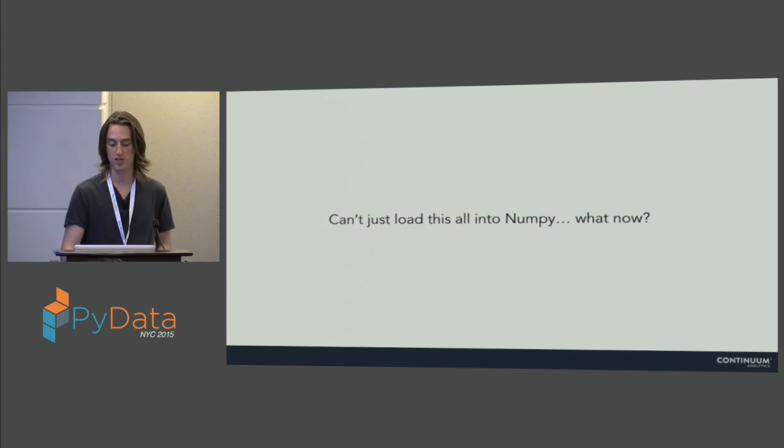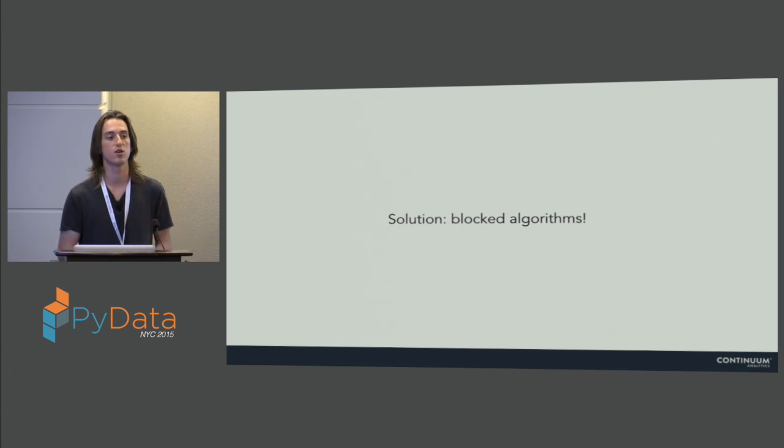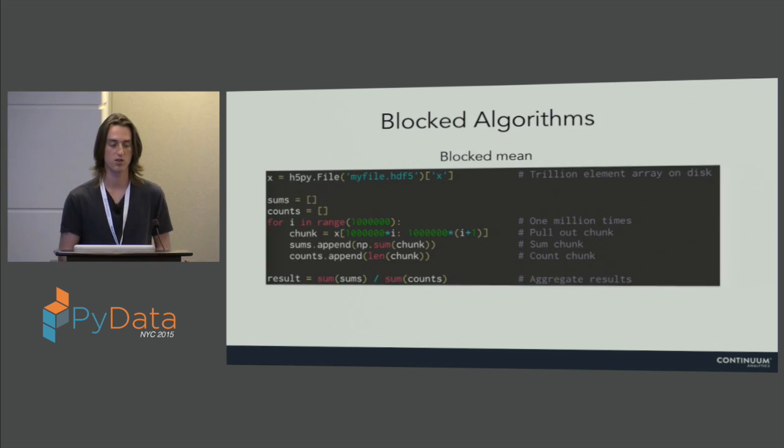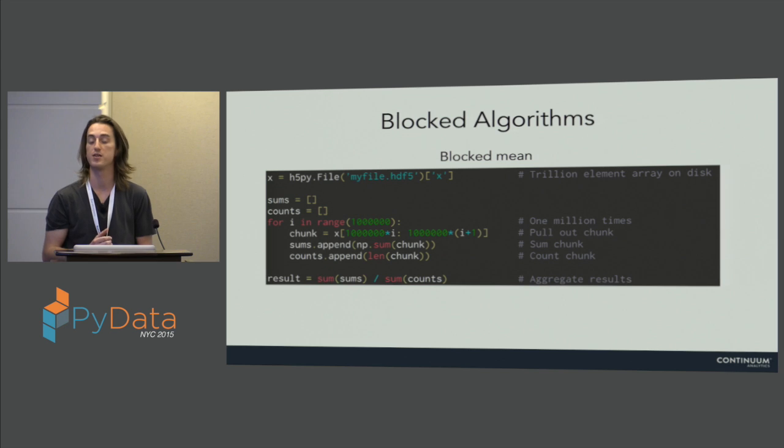So are we stuck? Can't load it into NumPy. Do I have to move to Spark, some distributed something or other? Well, not quite. We can use blocked algorithms, which is what I'm going to be talking about mostly today. So what is a blocked algorithm? Well, here is an example. This is the blocked mean.